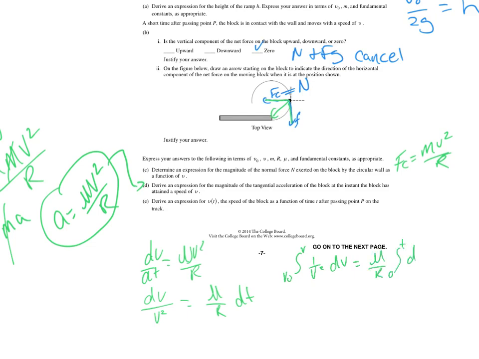integral from 0 to t of dt. And so if we solve, we get, all right, let me see. So we get v naught, 1 over v, is that right?